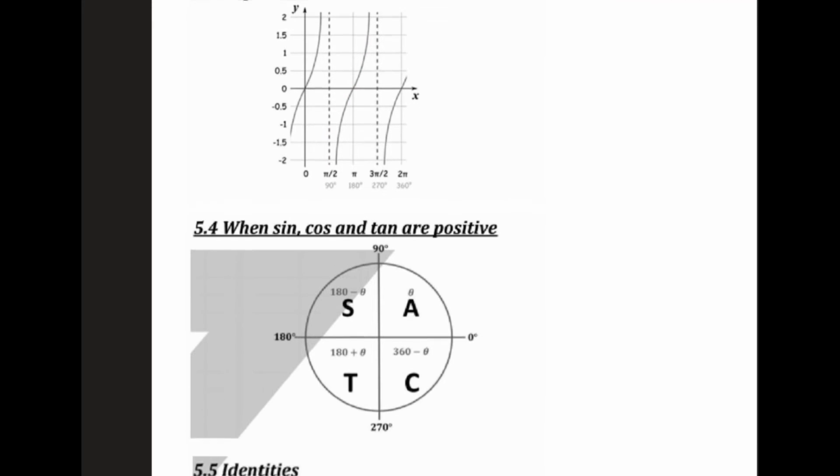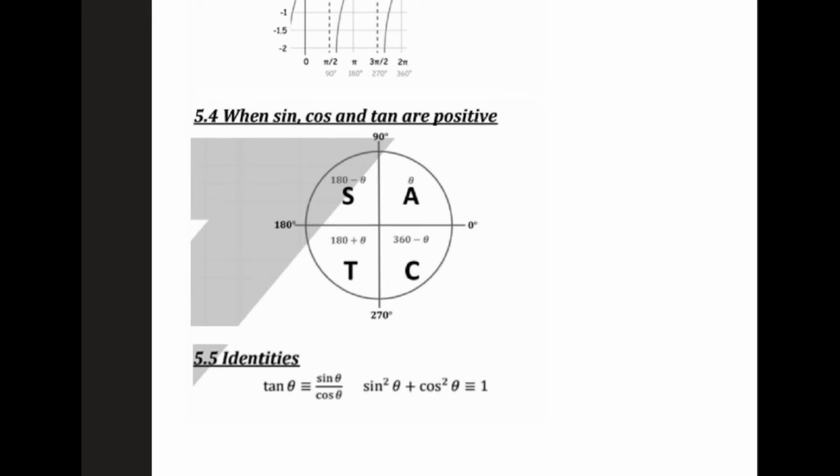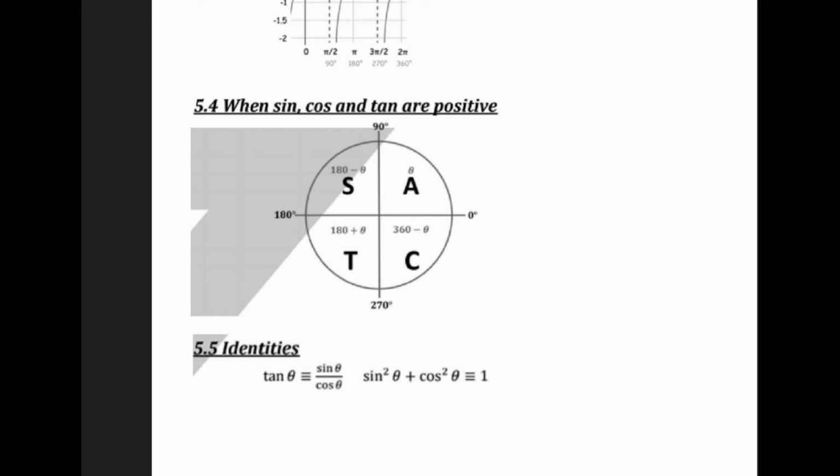Now let's move on to 5.4, when sine, cos, and tangent are positive. This is about the four quadrants. The first quadrant is where all of sine, cos, tangent are positive. When theta is an acute angle, sine, cos, tangent are positive. So sine positive, cos positive, tangent positive.